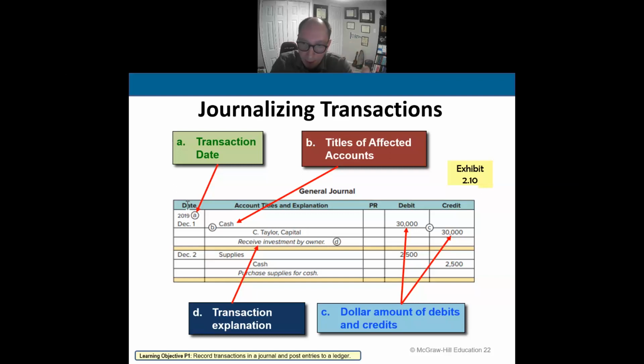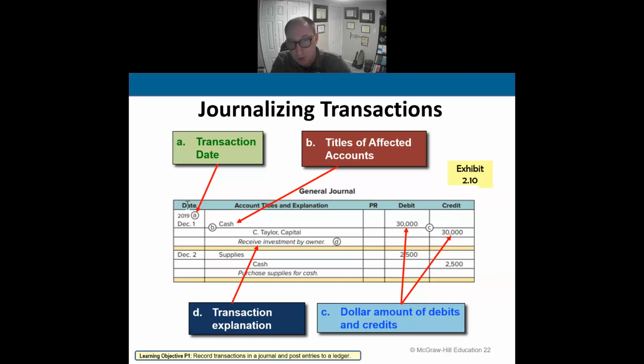$30,000. We see that the debit amount equals the credit amount. Your debits must always equal your credits in every single transaction. There might be more than two accounts in some cases. Most cases only two. Sometimes it's more than that. But either way, your debits must always equal your credits. So the first transaction, owner made an investment, cash $30,000. So debit cash $30,000, credit owner's capital $30,000.